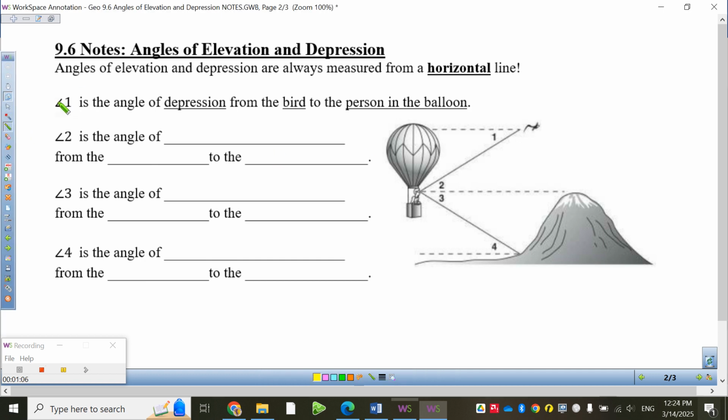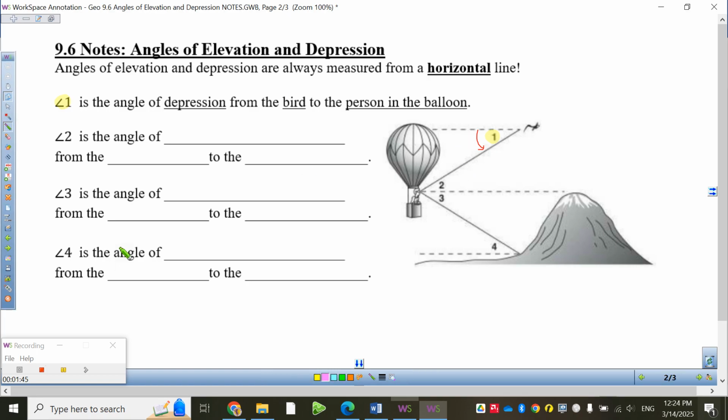All right, so let's start with angle number 1. So angle number 1 is this angle right here, and we're going to use a little bit of logic for this problem, but we have a bird up here, and the bird is looking down at this person. And so that's why we're using the word depression here, because that indicates something that's looking down or towards the ground. And so angle number 1 is the angle of depression from the bird to the person in the balloon. So from the bird to the person is an angle that's going down. It's an angle of depression.